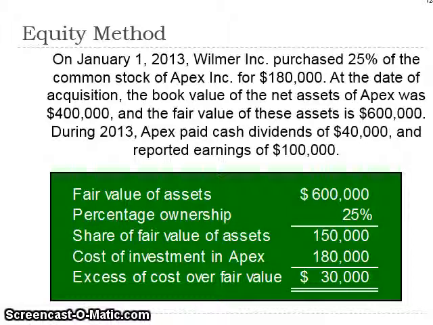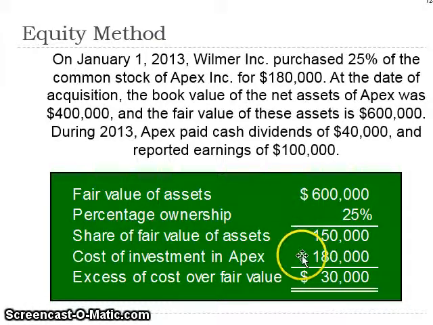During 2013, Apex, let's stop there before we even start talking about the dividends and the earnings of $100,000. The fair value of the assets is $600,000. Our percentage of ownership is 25%. That is our share of the fair value of the assets of the company is $150,000, but we paid $180,000 for them, right? So the first step really here is figuring out from the fair value of the assets of the company and a percentage of ownership, what is our share of the fair value of those assets.